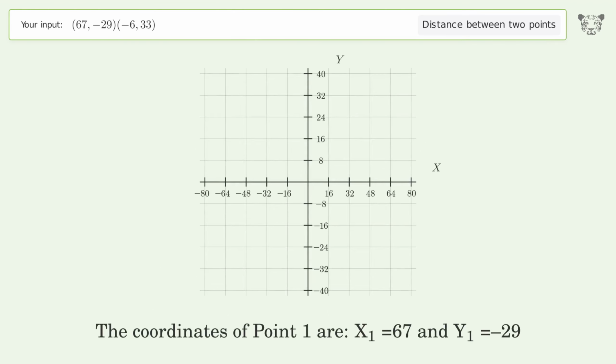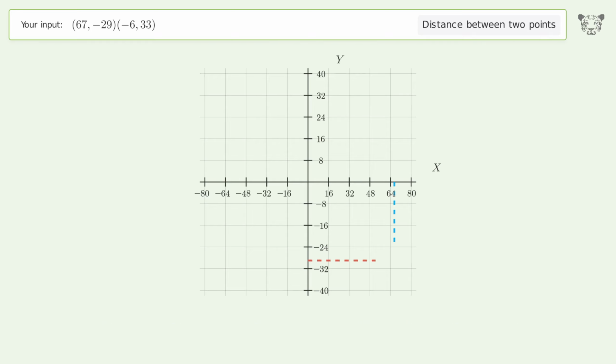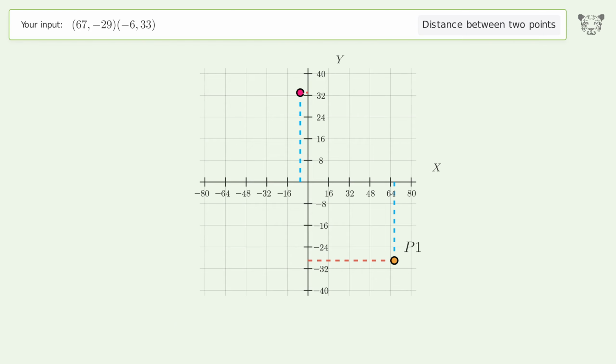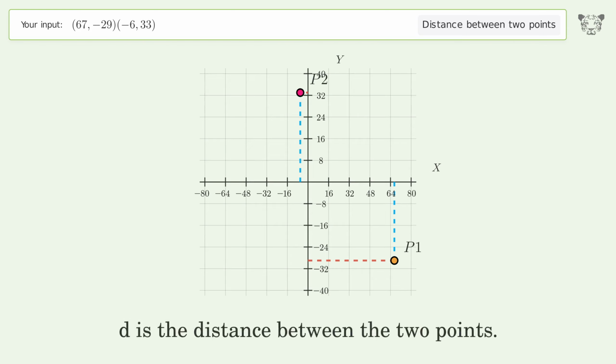The coordinates of point 1 are, x1 equals 67 and y1 equals -29. The coordinates of point 2 are, x2 equals -6 and y2 equals 33. D is the distance between the 2 points.